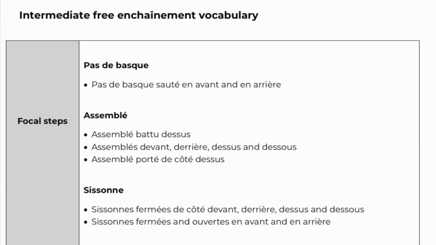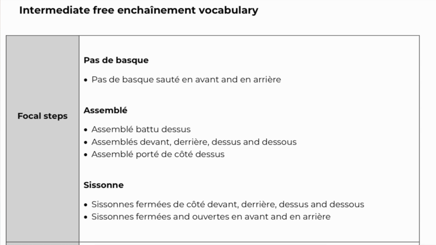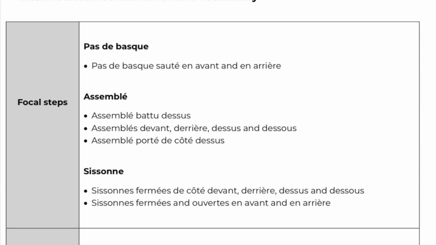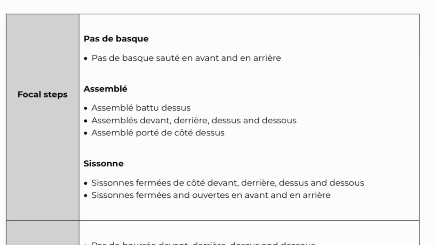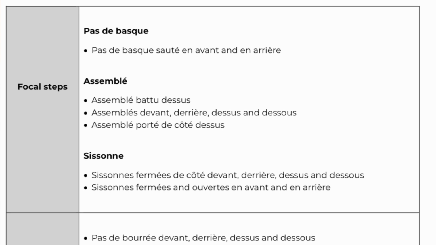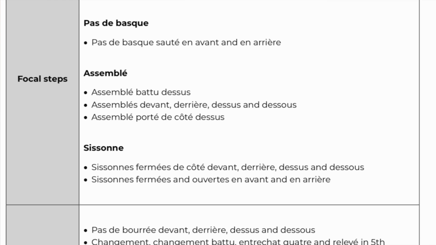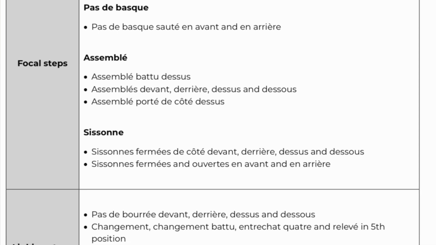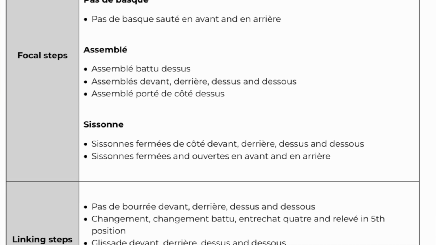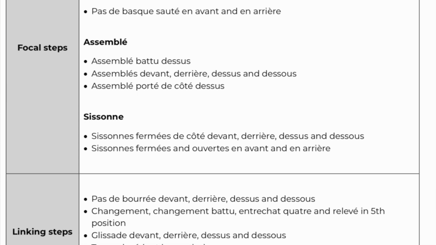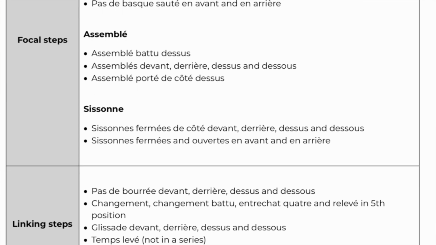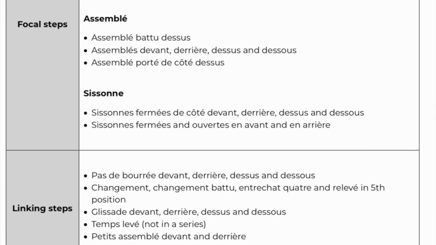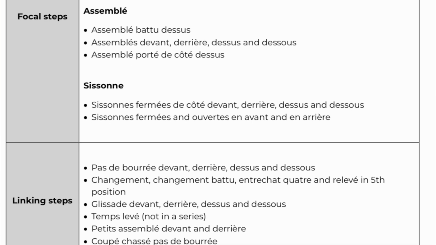We then have your assemblées, so assemblée battu dessus, assemblée devant, derrière, dessus and dessous, assemblée portée de côté dessous. We then have the C-zones, so C-zone fermé de côté devant, derrière, dessus and dessous, C-zone fermée and ouverte en avant and en arrière. And then for our linking steps, we have pas de bourrée devant, derrière, dessus and dessous.